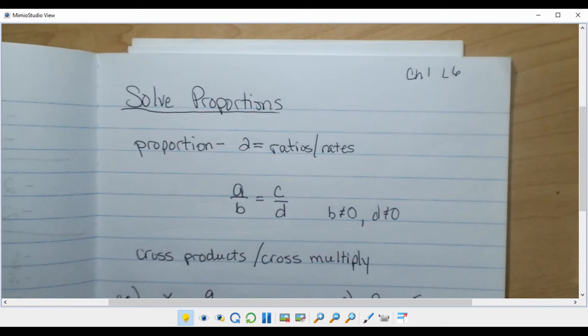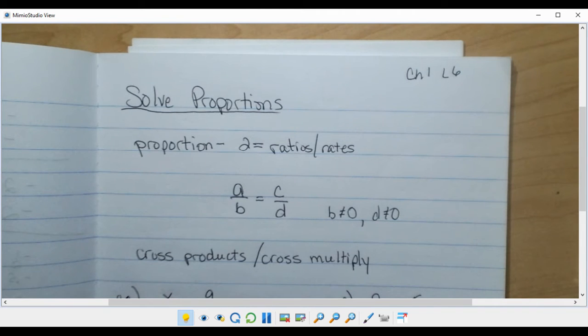Proportions are huge in middle school and even into high school. We use them for percents. We use them for equivalent ratios and rates. We might even use them when we start talking about statistics at the end of the year. They're also fairly easy once you get your head wrapped around them. They're very consistent and straightforward every time you do them.